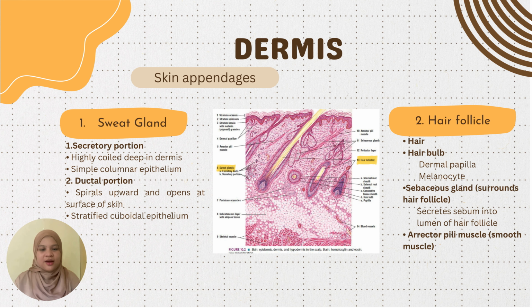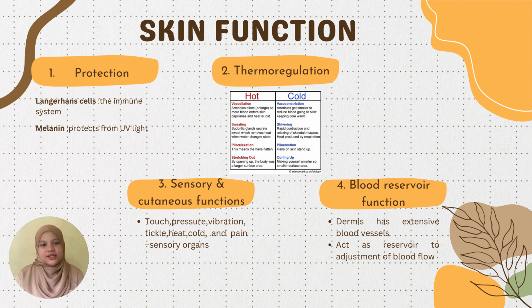And the last one is the erector pili muscle, which is a smooth muscle. Let's move on to the function of the skin. The first one is protection. For example, the Langerhans cell helps in the immune system, and the second one is the melanin that protects us from the UV light.